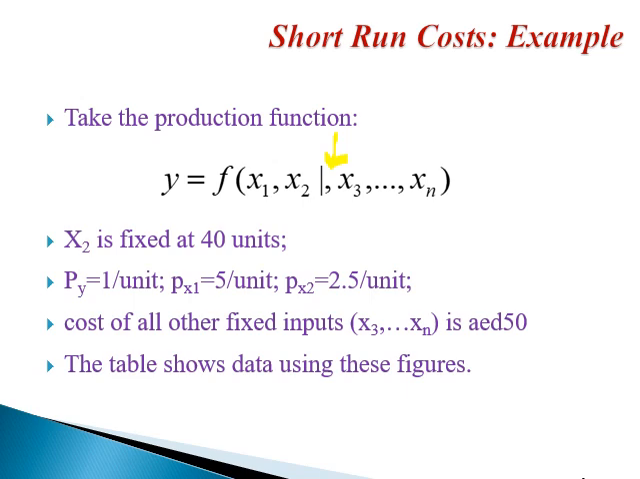But the level of x1 goes up. The more I use x1, the more the total variable cost of x1 will go up. And P of y is equal to $1. The other remaining cost is $50.